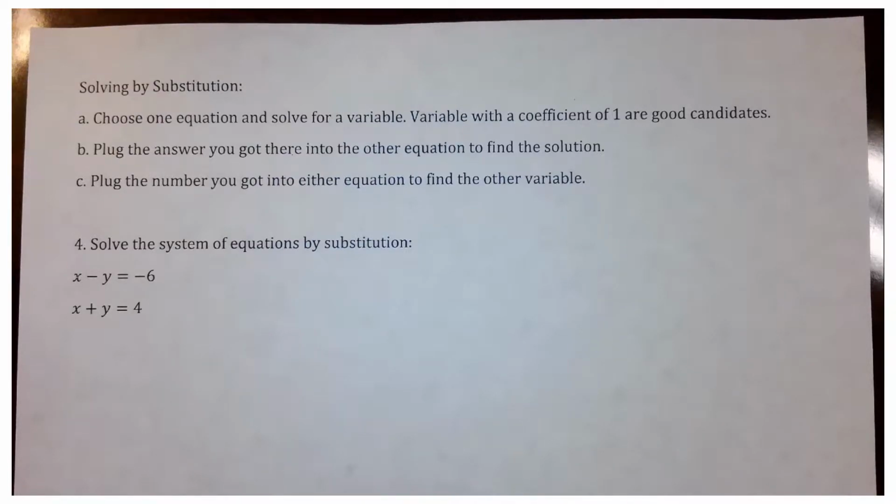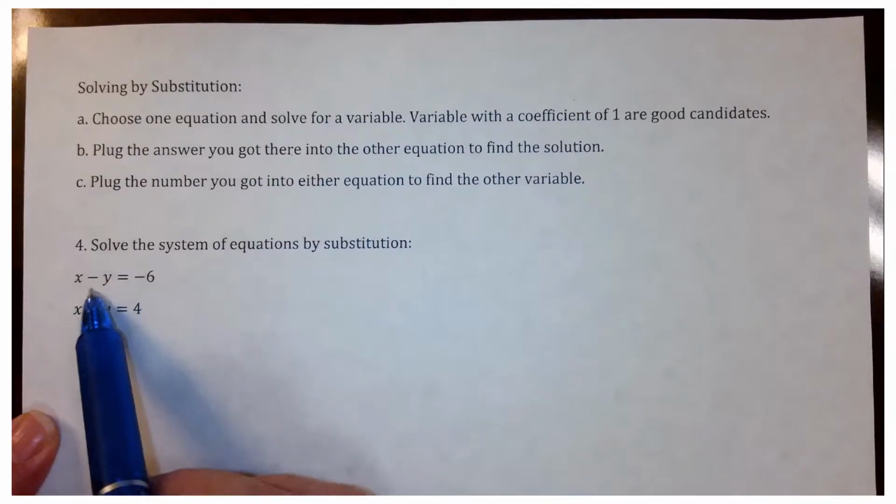This is to help you solve a system of equations by using the substitution method. So the substitution method says first to choose one equation and solve for a variable, and that variable is your choice. If we look at the equations, typically a variable with a coefficient of 1 is a good candidate to use for this. So if I look at these two, honestly, either one of these is perfectly fine to use to solve for a particular variable. We can use this first one to do that.